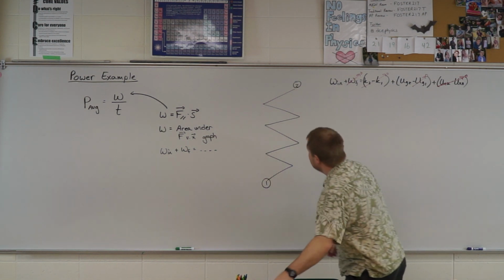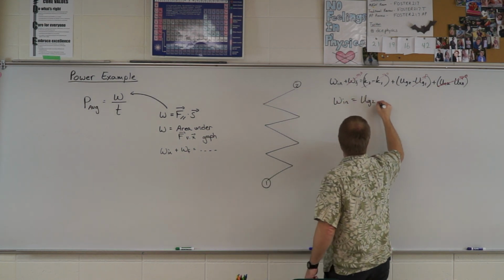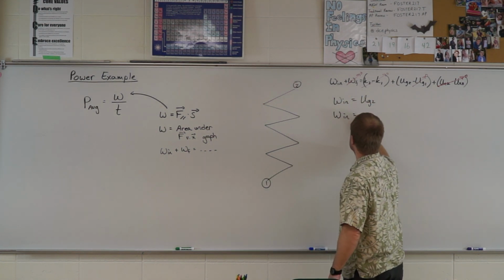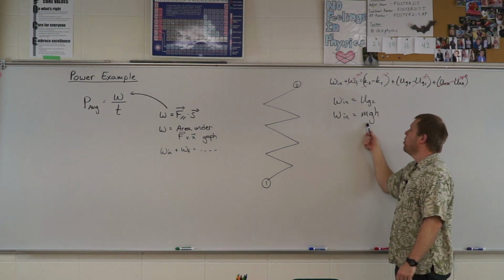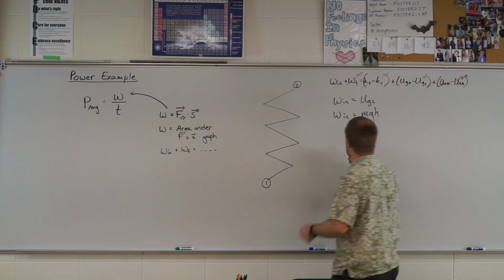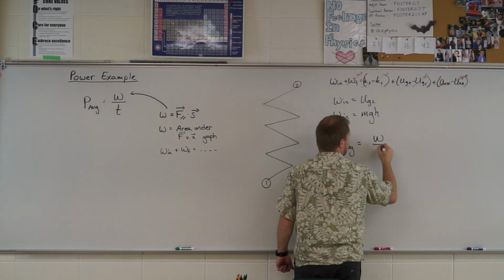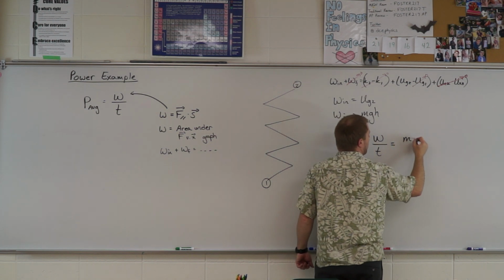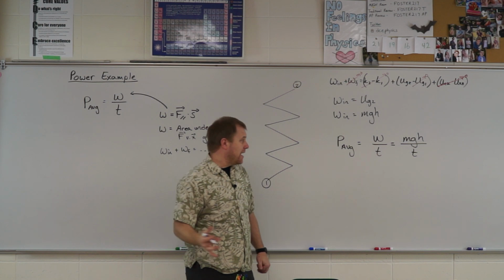So next, we want to find that work in. That work in is going to be equal to UG2. So the work she does is equal to mass times gravity times height. All of the work she did went into gravitational potential energy. So when I talk about her average power being work divided by time, I'm talking about all of that gravitational potential energy she gained divided by the time.